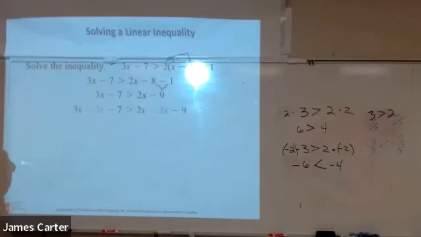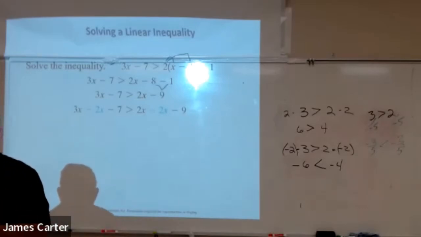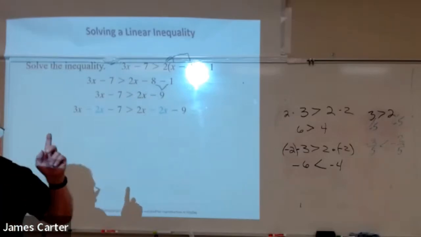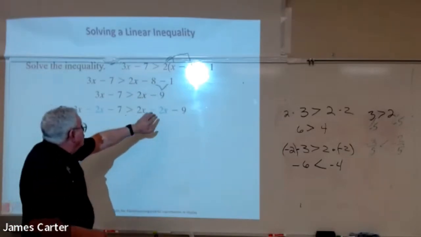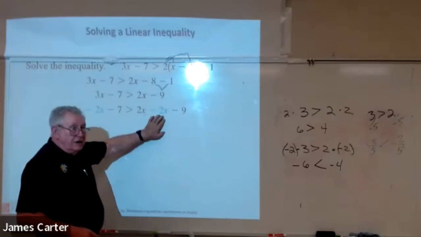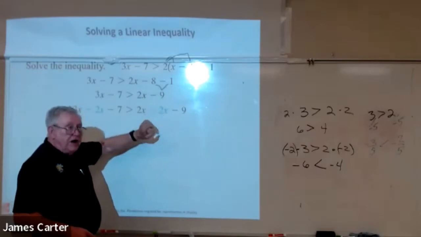So I move this 2x over here. All right. Now, adding or subtracting does not flip the symbol. Multiplying or dividing flips. Okay, that's a biggie. Don't accidentally flip when you're adding a negative. It's only when you multiply or divide by a negative.